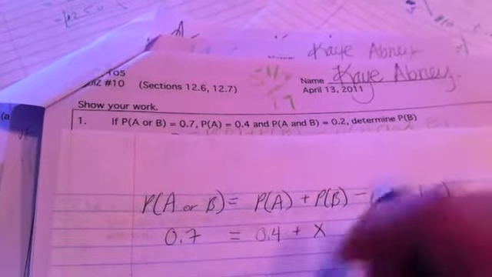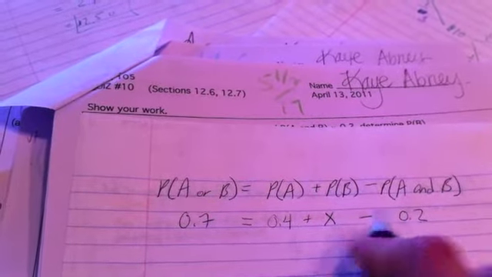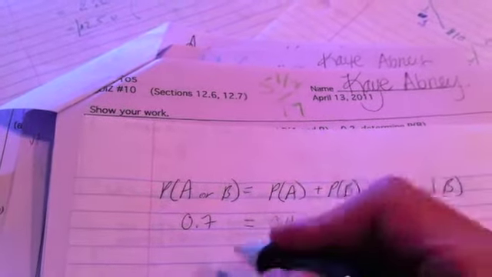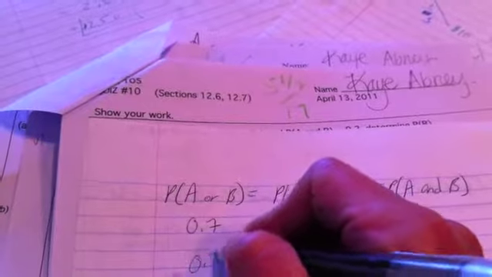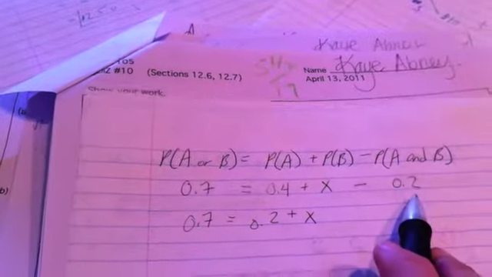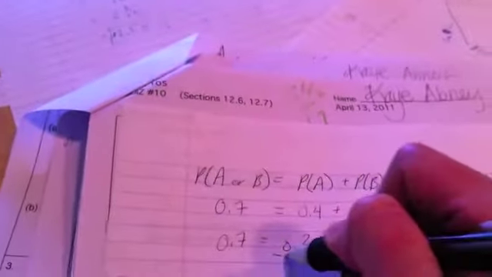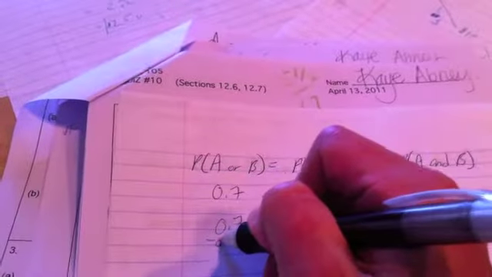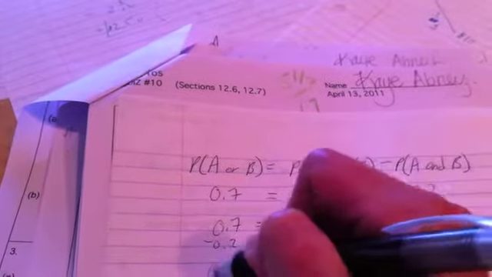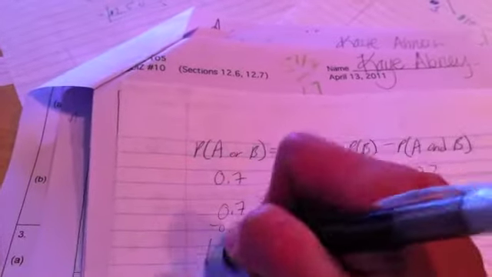So now we have your favorite algebra equation. We're just going to clean up this side. 0.4 minus 0.2 is 0.2. So I'll have 0.7 equals 0.2 plus x, just combining like terms. Then I'm just going to solve for x by subtracting 0.2 from both sides. So minus 0.2, minus 0.2, so I get 0.5. Those go away, equals x. And that's my answer.